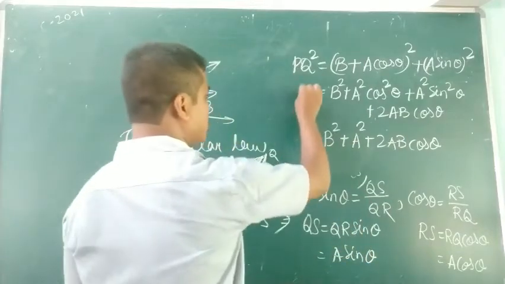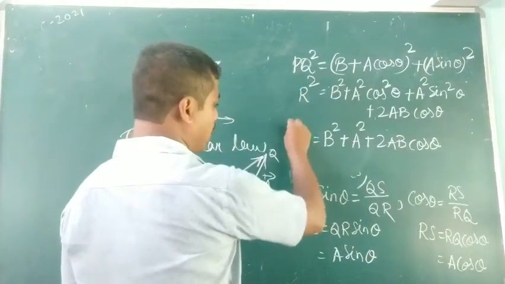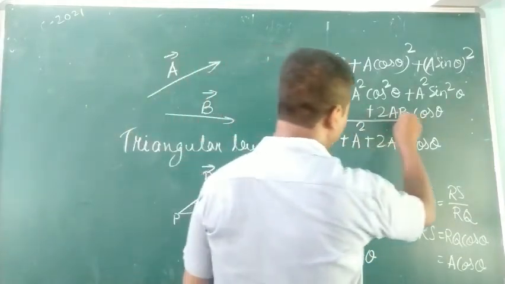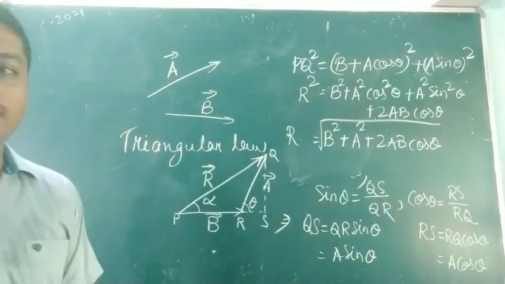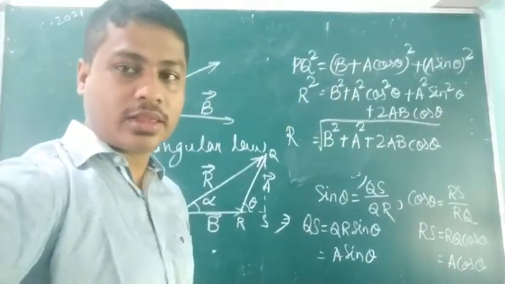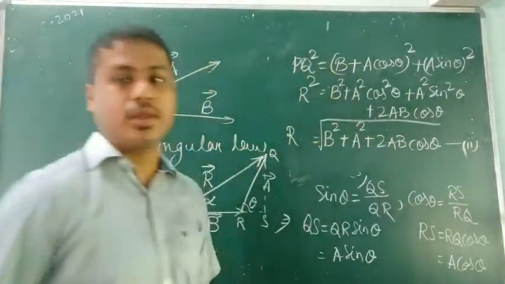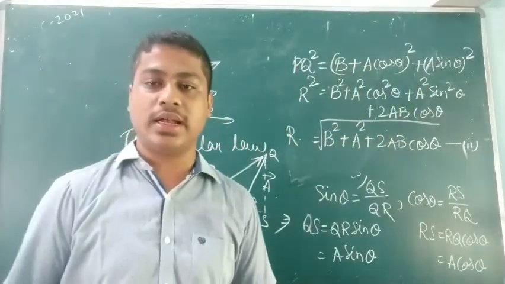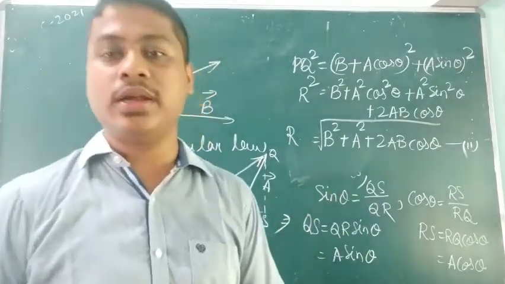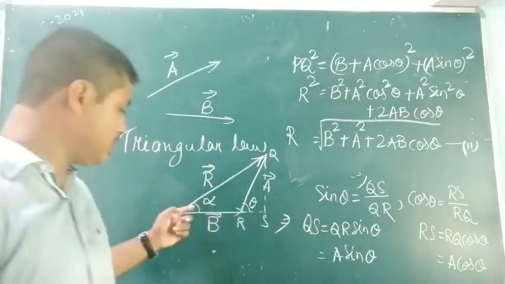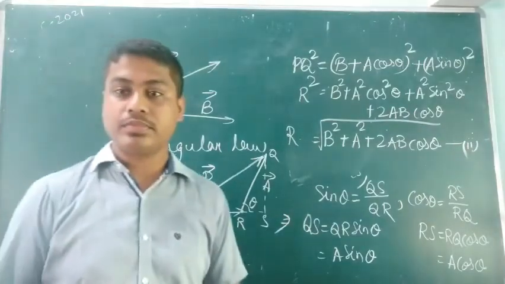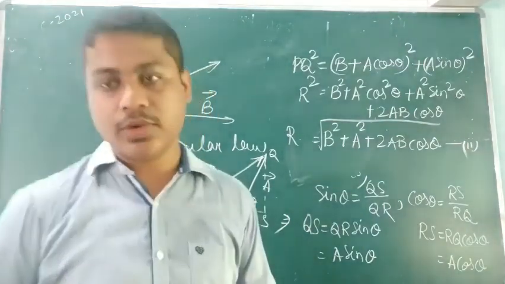This PQ squared is nothing but your R squared. So R is equal to the square root of A squared plus B squared plus 2AB cos theta. This is equation number 2. This is how we need to calculate the resultant. In the next class we will calculate the value of the resultant angle, that is alpha. Clear? So this much for today. Thank you.